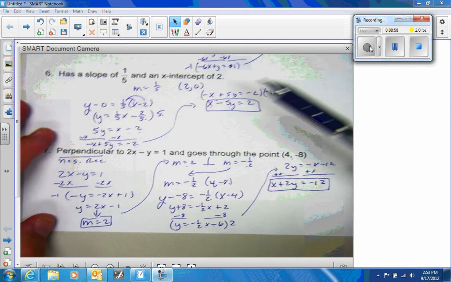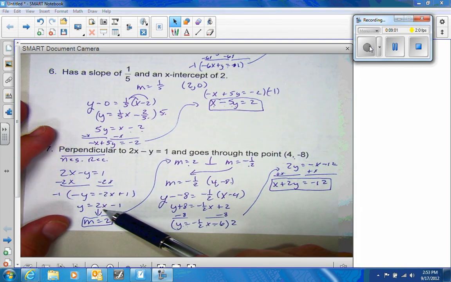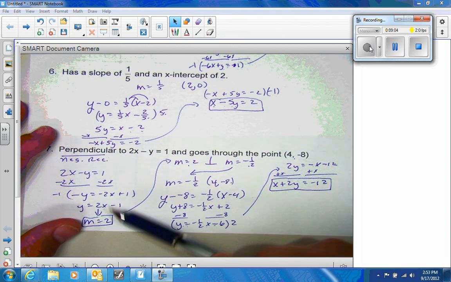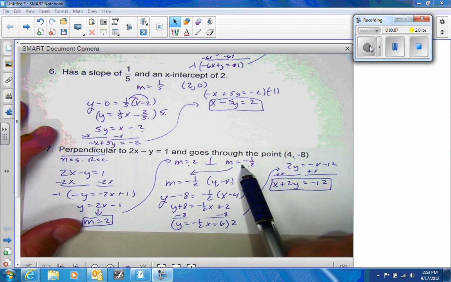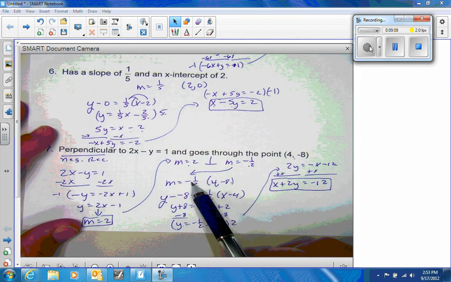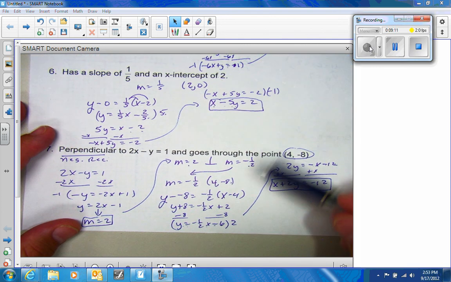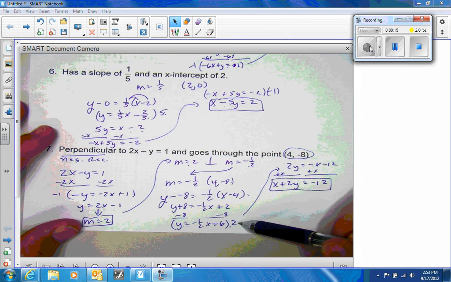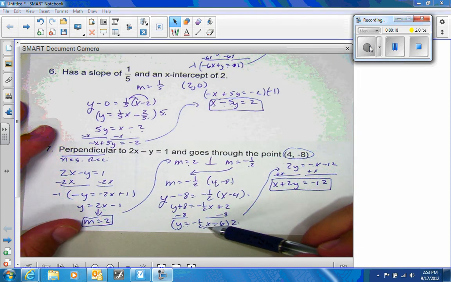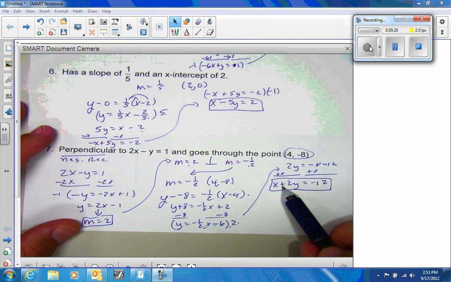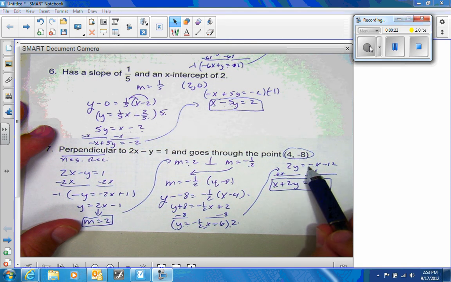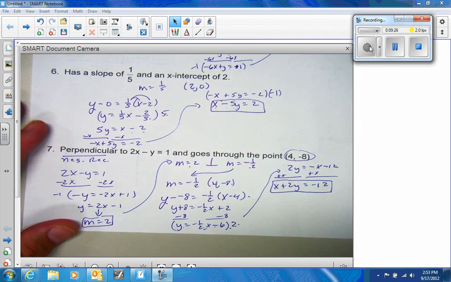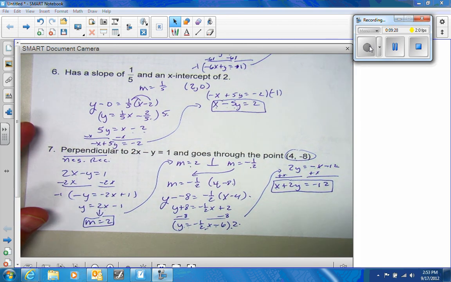The last thing, remember, it's perpendicular. So I find the slope by solving for y. My slope is 2. Remember, the perpendicular slope to 2 is -1/2. Use this slope and this point, put it in point slope form, solve for y, multiply everything by 2 to get rid of that denominator, and you get 2y equals -x minus 12. Add x to both sides, and you get x plus 2y equals -12. And that will conclude your notes for this lesson.